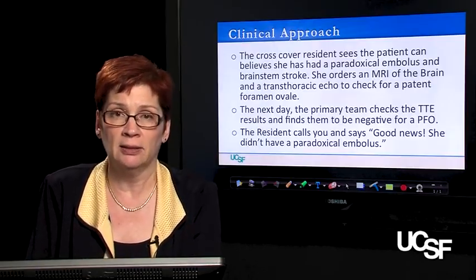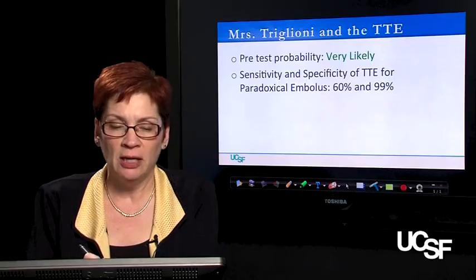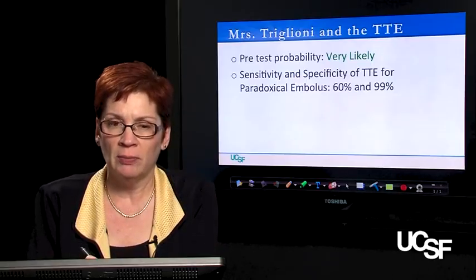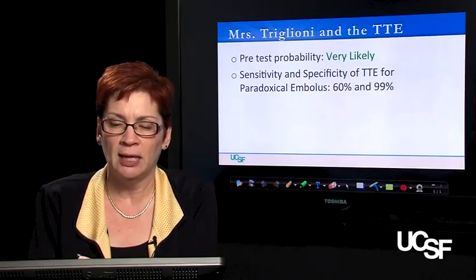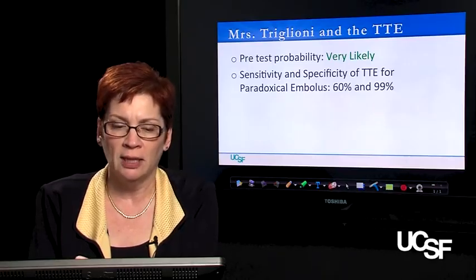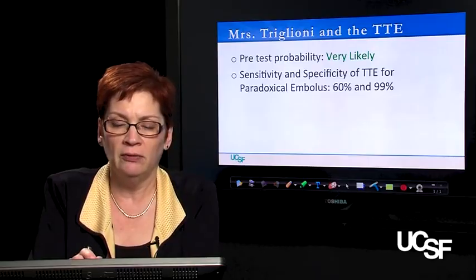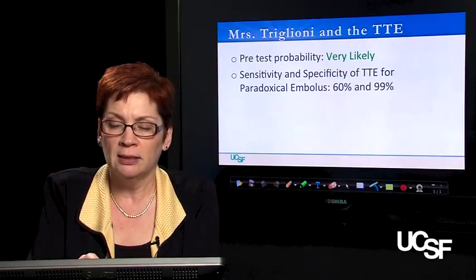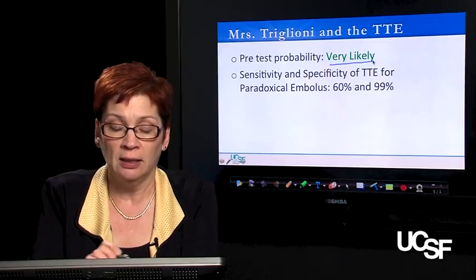Trigliani does not have a paradoxical embolus." As you think about the resident's conclusion, you remember this course, and you're worried about jumping to the conclusion that a negative test rules out the disease. So you regroup and look at your data. The pretest probability you have shows that Mrs. Trigliani's possibility of having a paradoxical embolus is very likely.